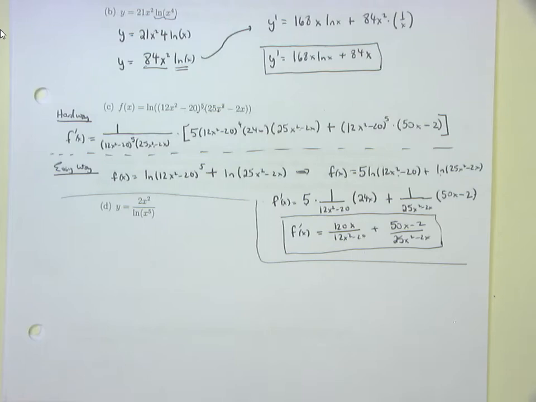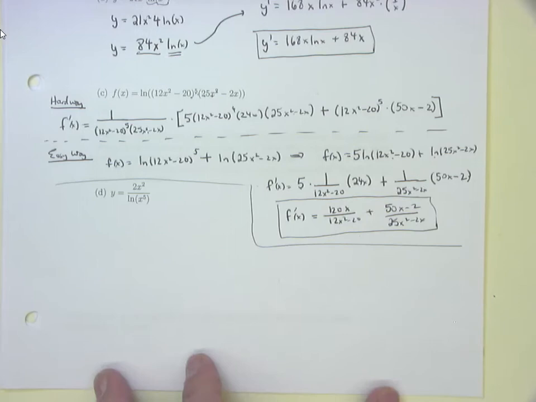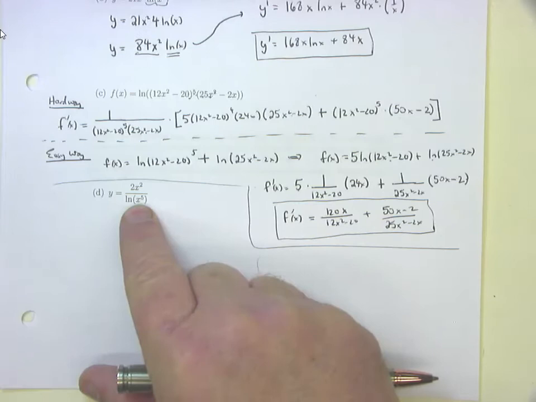Take a look at this next guy. This guy is y equals 2x squared divided by the natural log of x to the fifth. Now, I know, granted, natural log of a fraction turns division into subtraction, but that's not what we got here. The natural log is not of a fraction. The natural log term is completely in the denominator. But you are taking the natural log of x to the fifth.